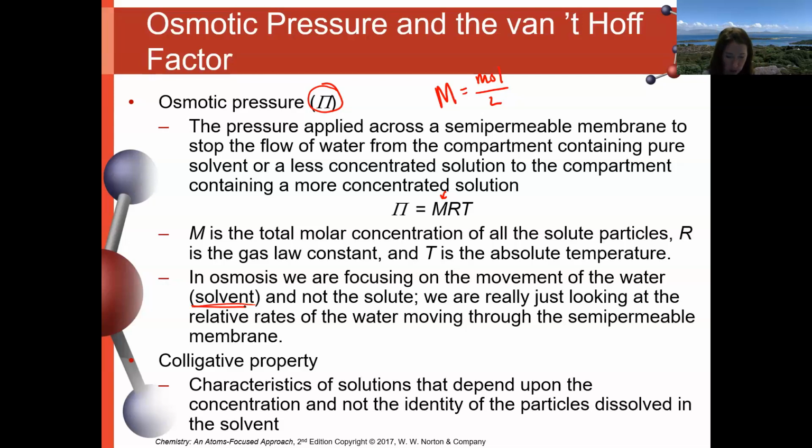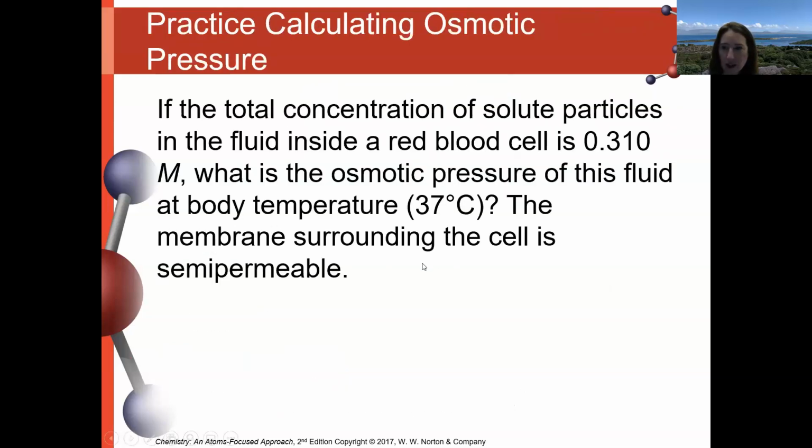Okay, so then we're going to talk about these colligative properties in just a minute. Colligative properties are properties that depend only on the concentration and not the identity of what's in the solution. And so we're going to talk a bunch about that maybe today. Okay, so let's practice with how we use this. So remember, it's the big pi equals molarity times R times T. You don't need to memorize this equation. I'll always give it to you.